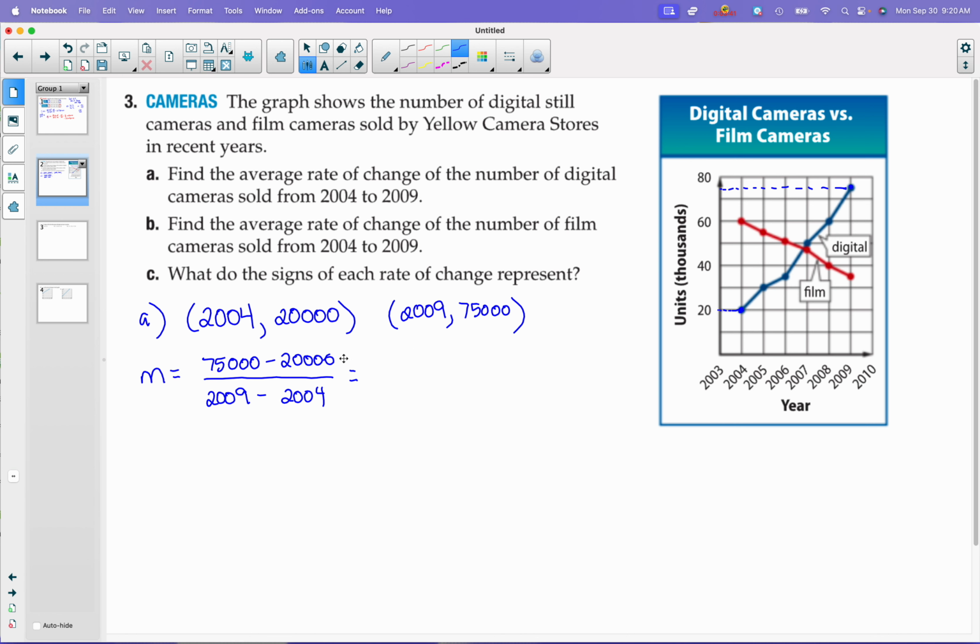And when I do this, it looks like 55,000 over 5. And that's pretty easy to divide. I get 11,000, but I need some units for this. So I would say 11,000 digital cameras per year.